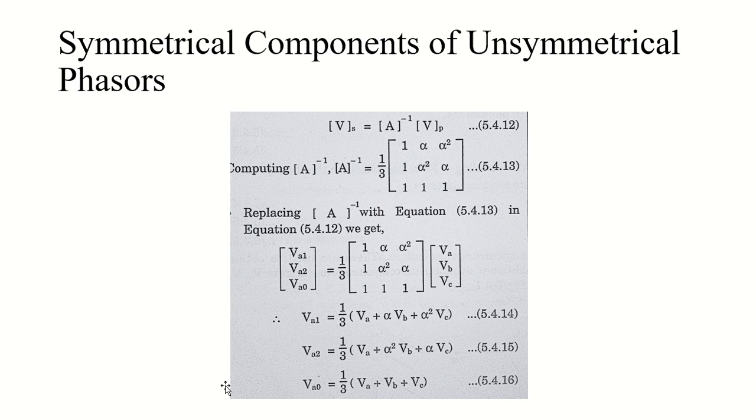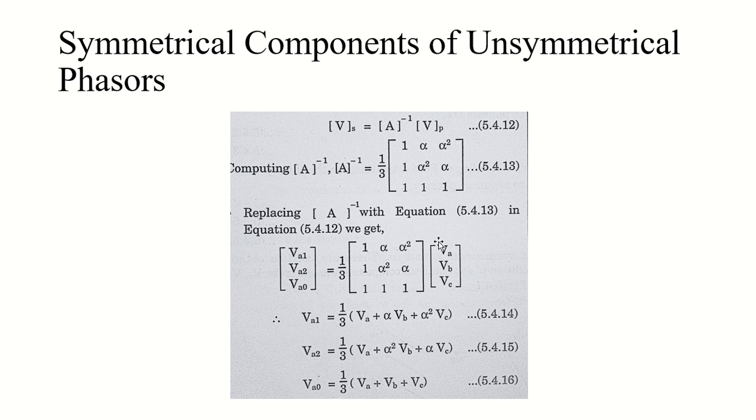Then we will call this whole matrix of voltages VS. The matrix with alphas we will call A, and the matrix with VA1, VA2 and VA0 we will call VP. Now we can write the equation to find VS. So VS will be equal to A inverse into VP, right?